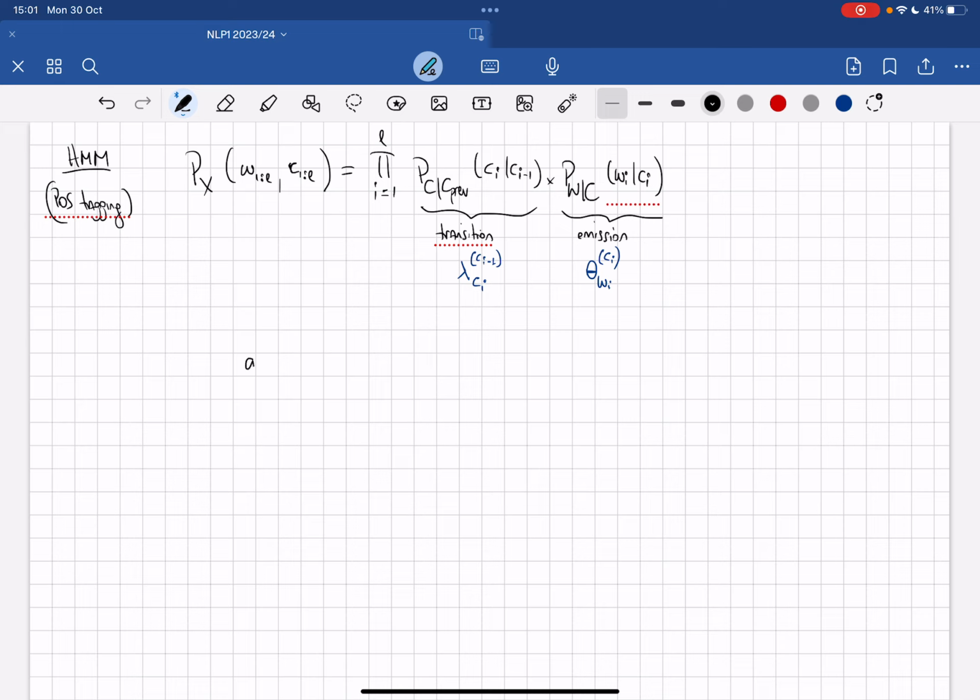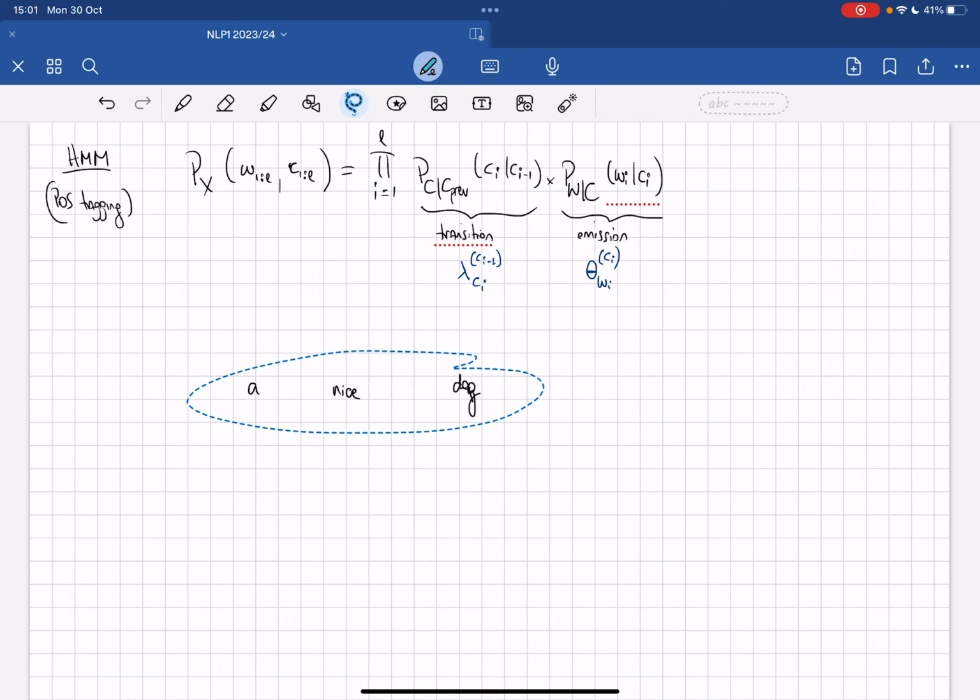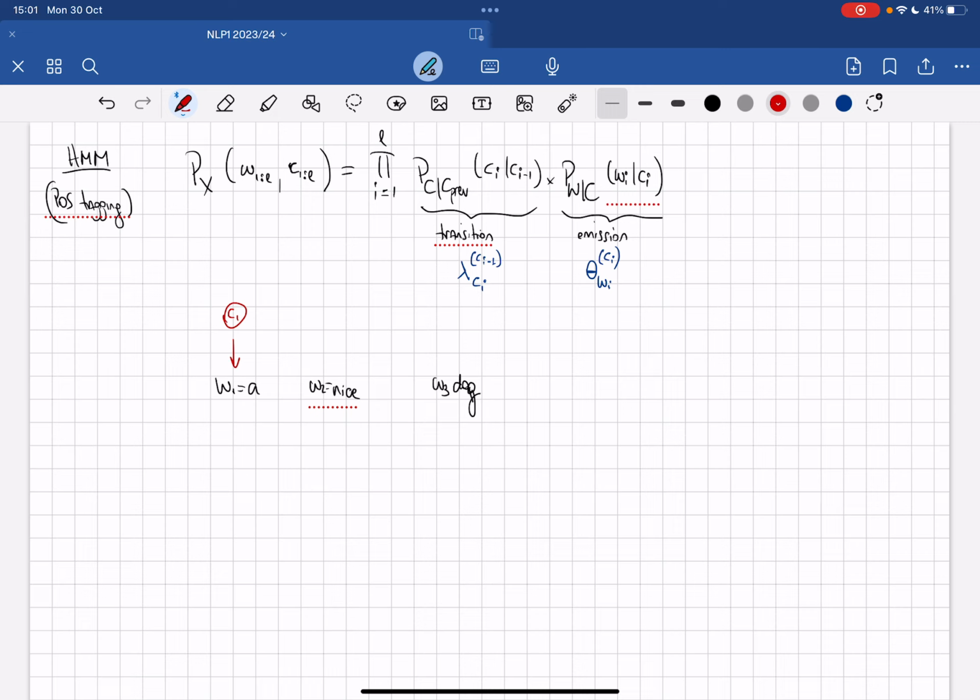So suppose a sentence, a nice dog. So this is your W1, this is your W2, this is your W3. And by assumption, some C1 is the class for the first word, some C2 is the class for the second word, some C3 is the class for the third word, and the HMM introduces transition probabilities like that.